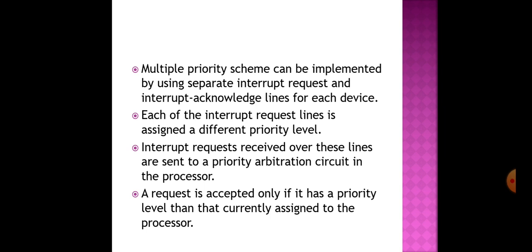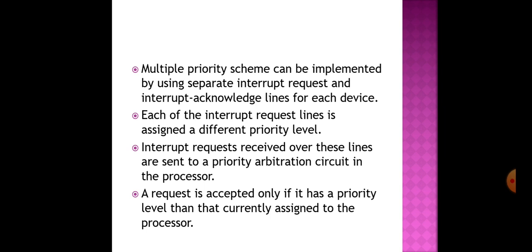This multiple priority scheme can be implemented by using separate interrupt request and interrupt acknowledge lines for each device. That means each of the devices has two different lines. One is for interrupt request and the other is for interrupt acknowledge. Each of the interrupt request lines is assigned a different priority level, and the interrupt requests received over these lines are sent to a priority arbitration circuit in the processor, and in that circuit it finds the priority of each of the devices, and a request is accepted only if it has a higher priority level than that currently assigned to the processor.